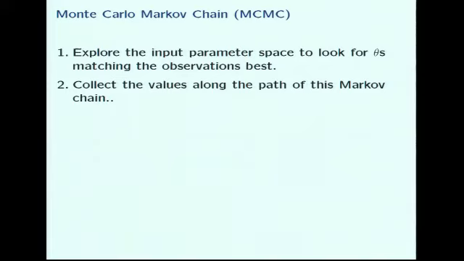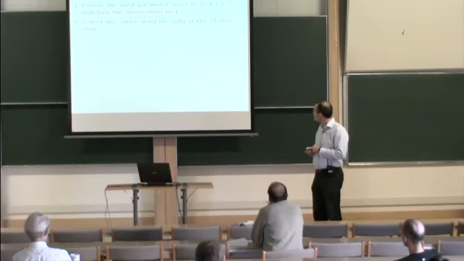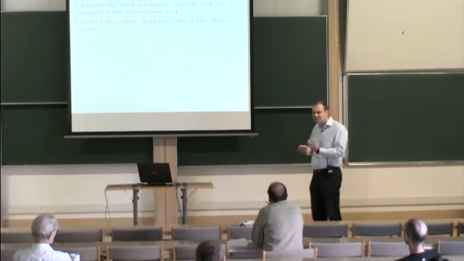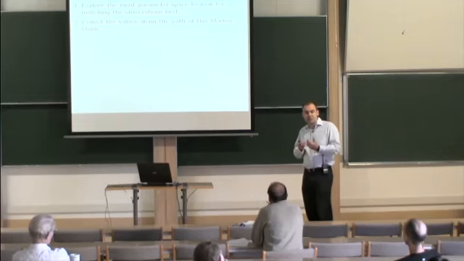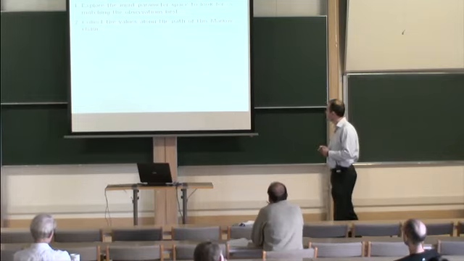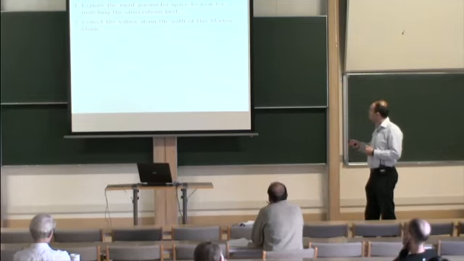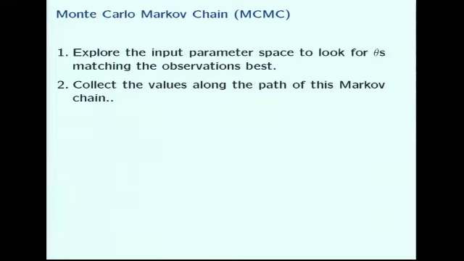So we try to find in the parameter space the thetas that will help the computer model match best the observation. And we collect the values along this path of this Markov chain. So as a result, if we collect enough values, we have a sample we can draw from that posterior, and we can plot a histogram.